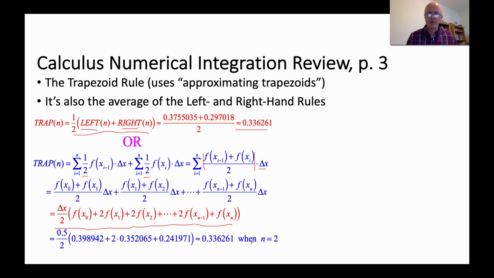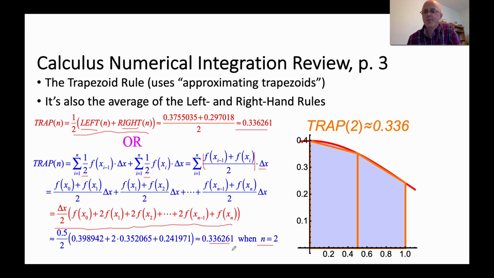In the case when n is 2 again, we do get the same answer as before, about 0.336261. Here's a picture of what the trapezoid rule looks like in this situation. And it is essentially adding up the areas of these two trapezoids. The area of a trapezoid is the base times the average of the heights.